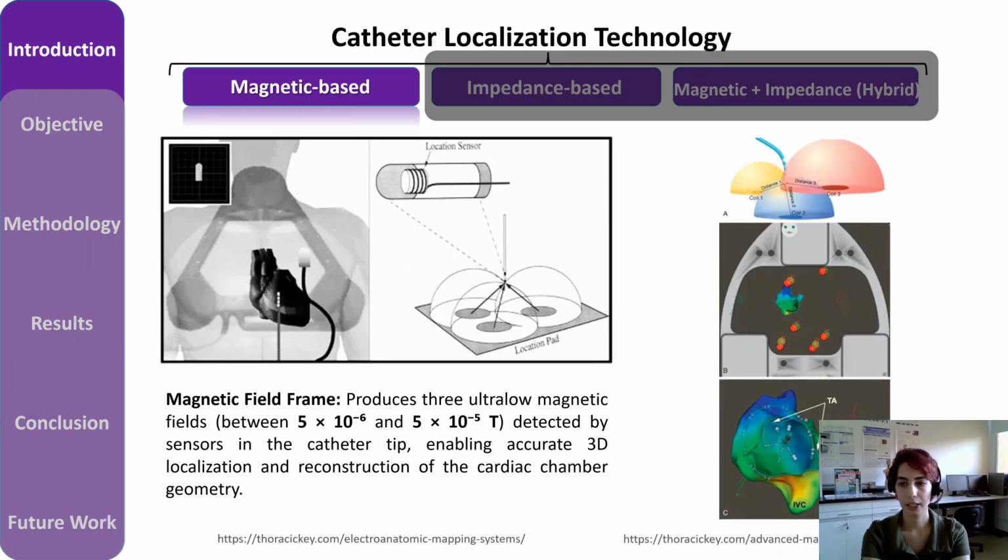Another figure where we can see the same thing. Here we can see the magnetic field frame, and in this figure we can see one type of catheter which has a magnetic sensor, so it makes a relation between the magnetic sensor and the magnetic field frame to be able to create the anatomy for us. And it has more benefits than drawbacks.